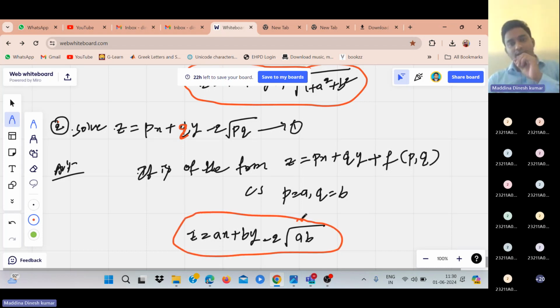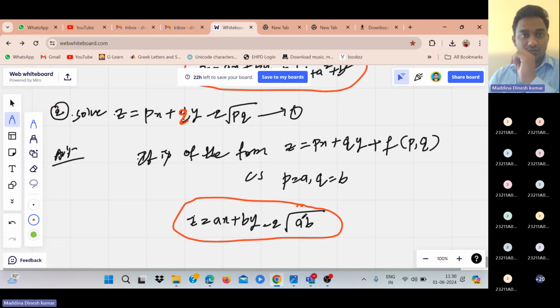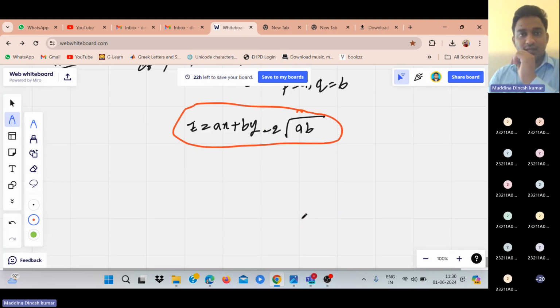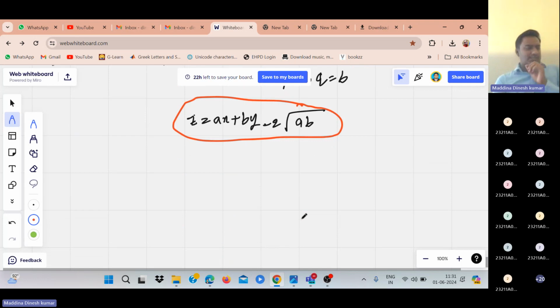So based on form 1 and form 4, there is a high chance of asking short answer questions, one short answer. Okay. Next time I'm going to discuss form 3.